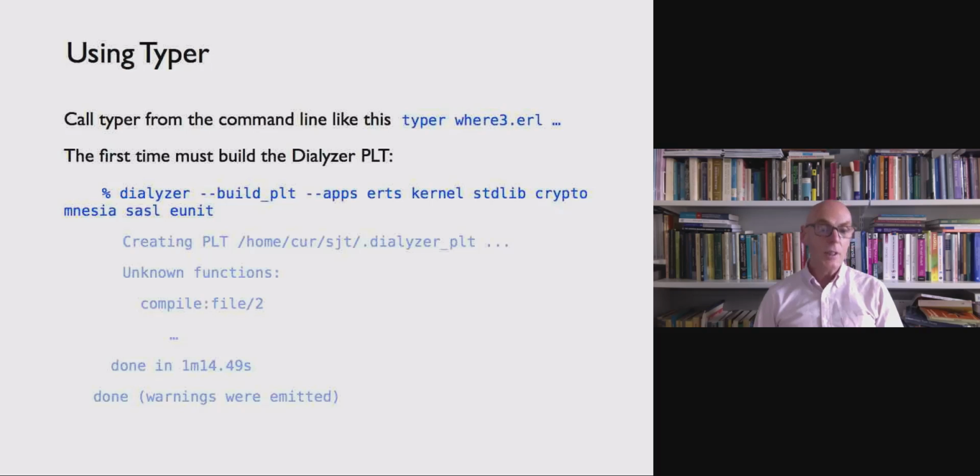And this is what we're doing here, building the so-called Dialyzer PLT. And as you can see in the lower half of the screen, it took 1 minute 14.49 seconds. It takes quite a long time to run. That's because it's building this huge structure, analysing it, and so on. But once it's done once, you never need to do it again. And so you need to do that, and then we can use Typer as you see it here.